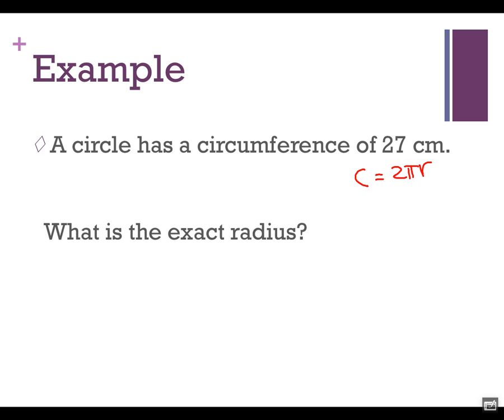Well, what do I know? I know the circumference is 27. Solve for what you don't know. How do I get r by itself? Divide by 2 pi. Just for giggles, because I think it's the next click, find the approximate answer there too.